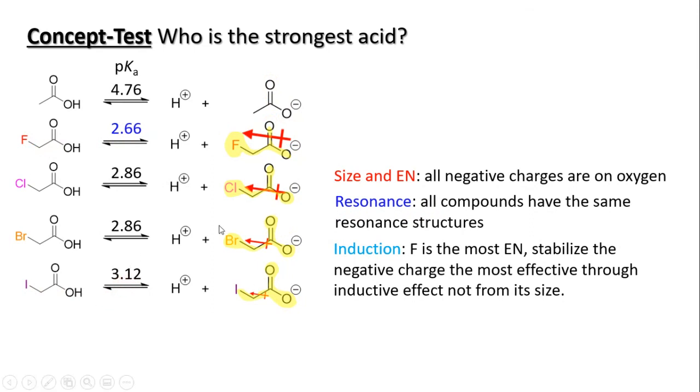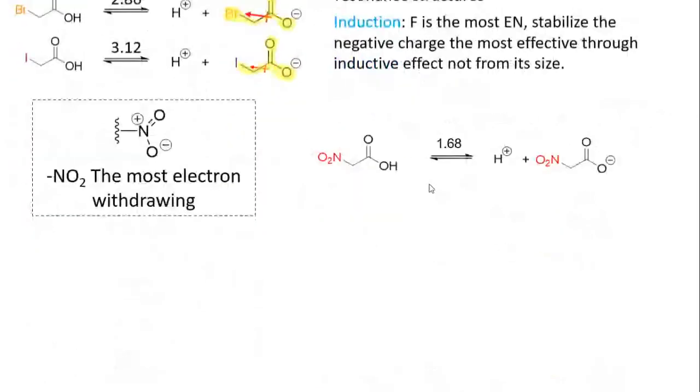So watch out though. You have to look at what atom is carrying the negative charge. Can you use size? Can you use EN or not? In this case it doesn't do anything. They're all oxygen, the same size, same electronegativity. You have to use the inductive effect here. Okay, all right, another one.